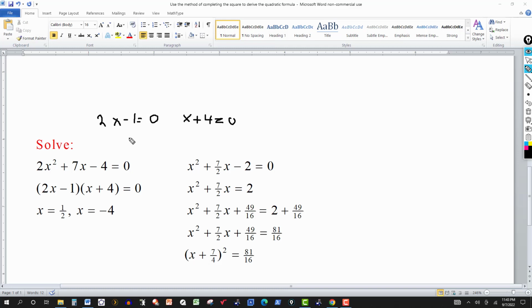Isolate the x term. So this is going to be 2x. Add 1 to both sides is 1. Add negative 4 to both sides. We get x can equal negative 4. And if we divide both sides here by 2, we get x can be 1/2.